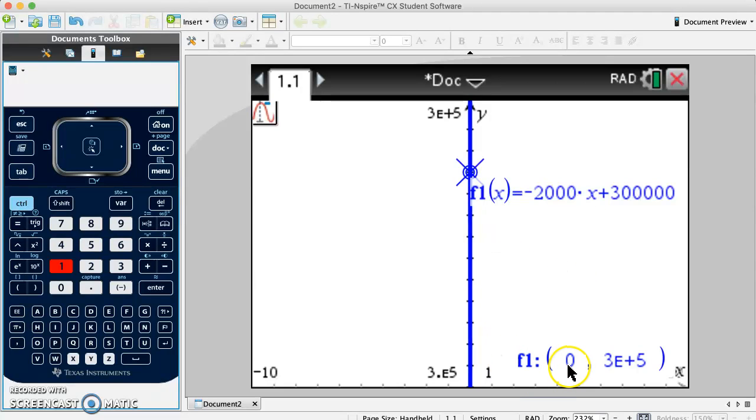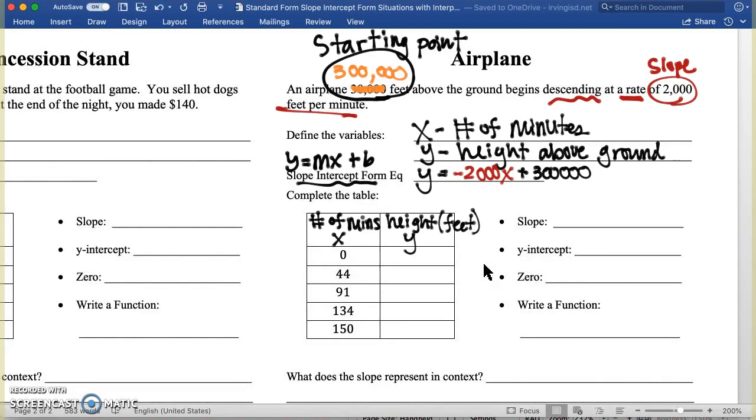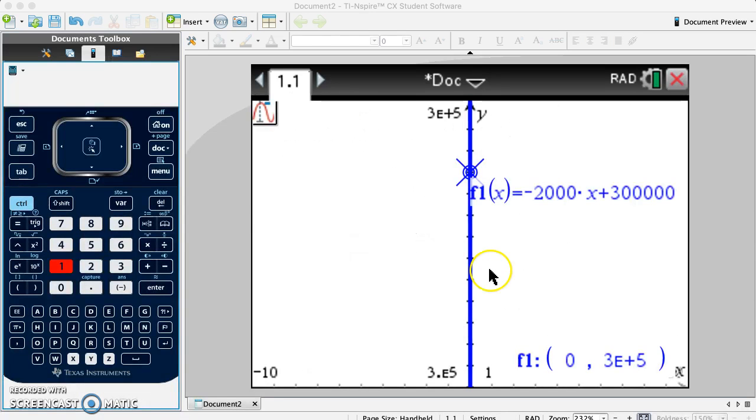So we're already on the y-intercept. And if we go back to our table, the y-intercept value from here looks different than we're used to seeing it. This is in scientific notation. So it's a 3 with 5 zeros behind it. And if that is confusing to you, there's actually another way you can get the points that we really have not talked about in class. And I'm going to show it here.